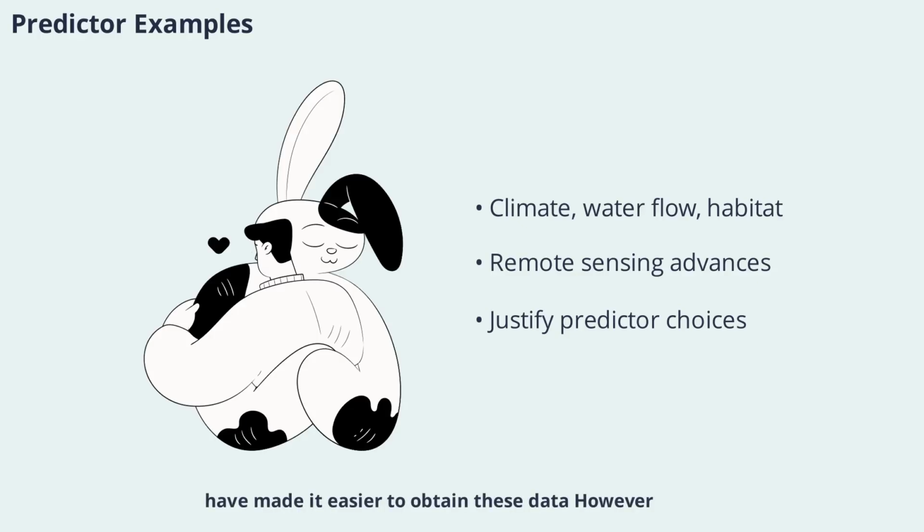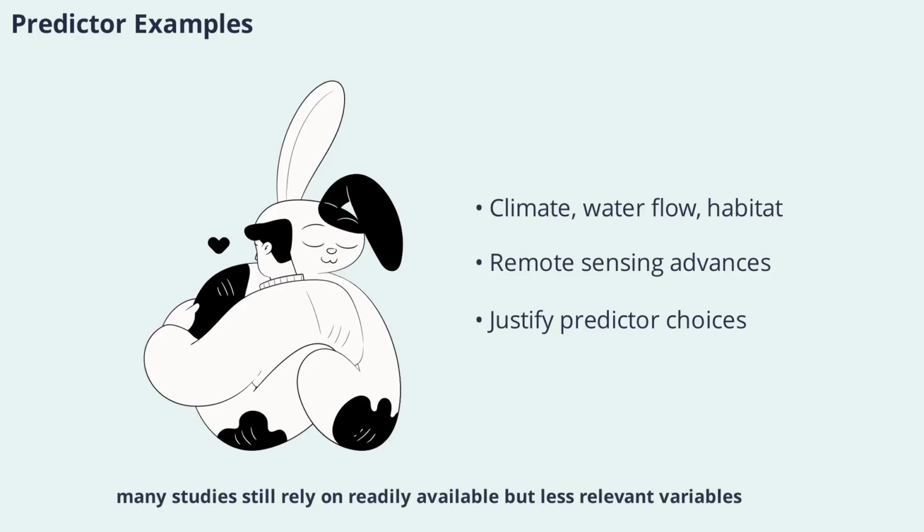However, many studies still rely on readily available but less relevant variables, which can reduce model performance, especially when predicting to new times or places. Careful selection and justification of predictors is a key step in SDM development.